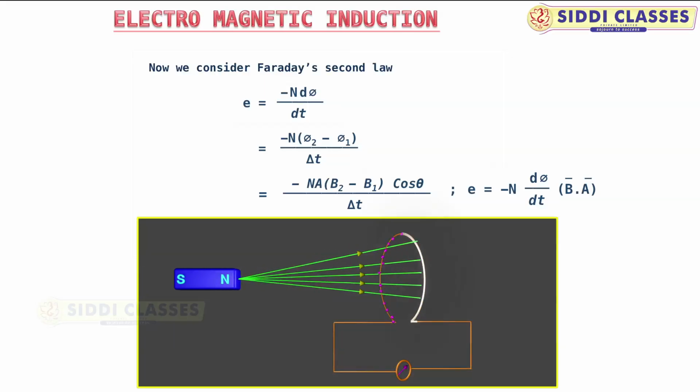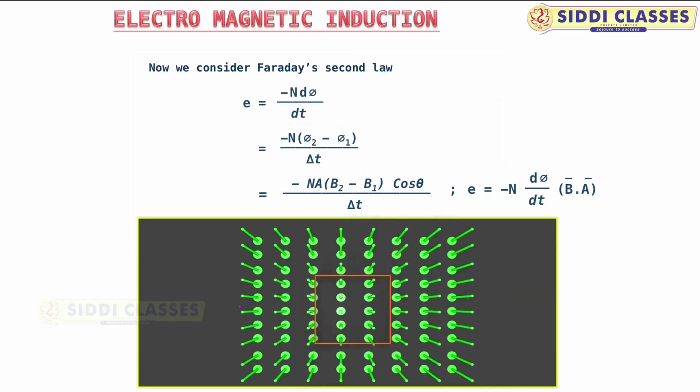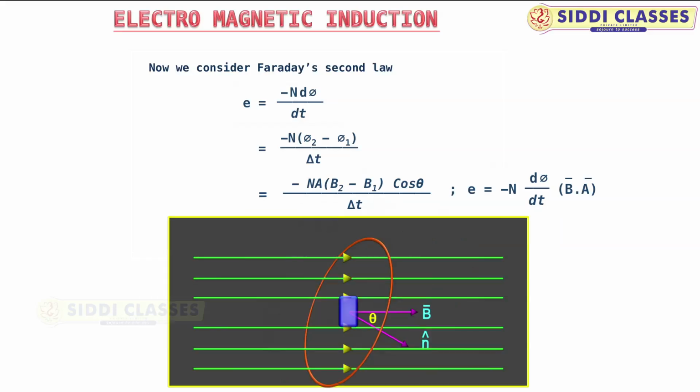How can we change the magnetic flux cut by the coil? The variation in magnetic induction, that is the magnetic field, changes the magnetic flux. The change in area also changes the magnetic flux cut by the coil. The rotation of the coil, that means the angle between the areal vector and the magnetic induction, also changes the magnetic flux.